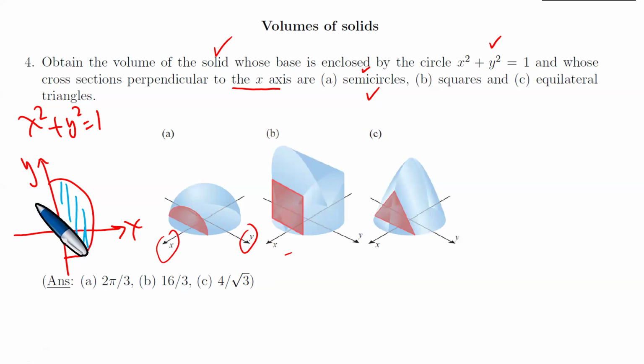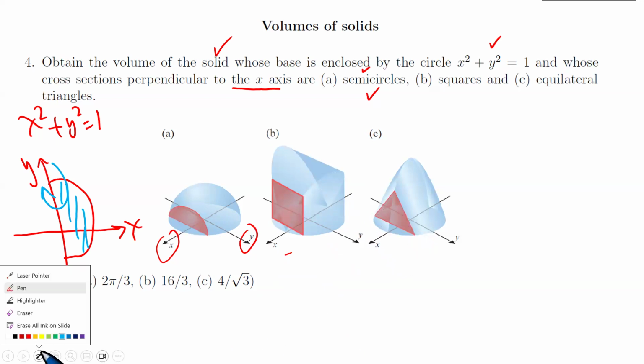So if we decide to revolve it very, very carefully about the y-axis, what are you going to have? You're going to have disks. So you can use the disk method, but you can also use the method of cylindrical shells. Right, let us use the disk method.